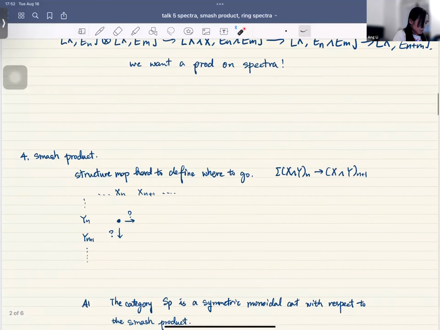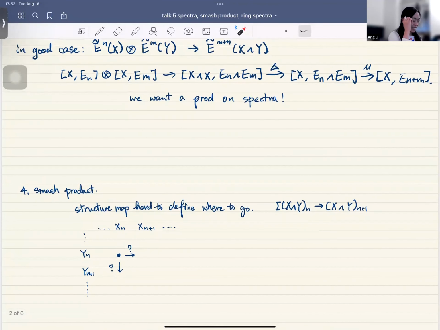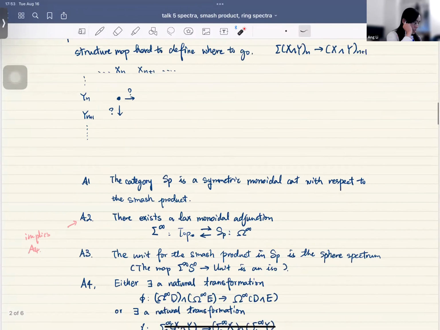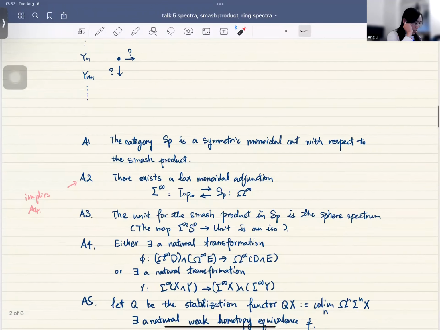Okay, so I'm not going to review the spectra yet. But we want a good smash product on the category of spectra to make it good. And what do we mean by good? Well, here are several axioms that we want the category together with the smash product to satisfy. Let's take a look at them.